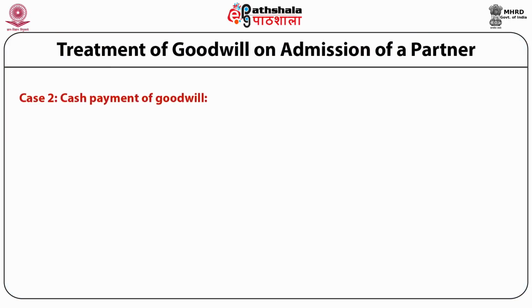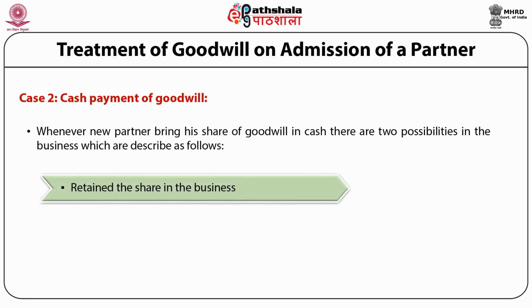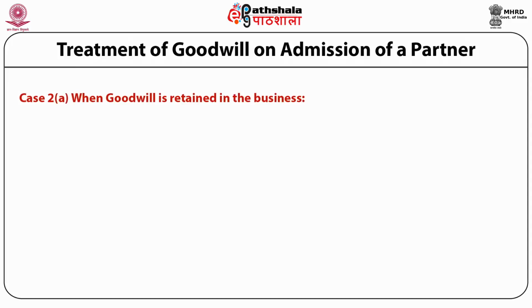Case number 2. Cash payment of goodwill. Whenever a new partner brings his share of goodwill in cash, there are two possibilities in the business. First is when the goodwill money is retained in the business, and second is when it is withdrawn by the old partners. So there are two cases, and the first case is when goodwill is retained in the business.